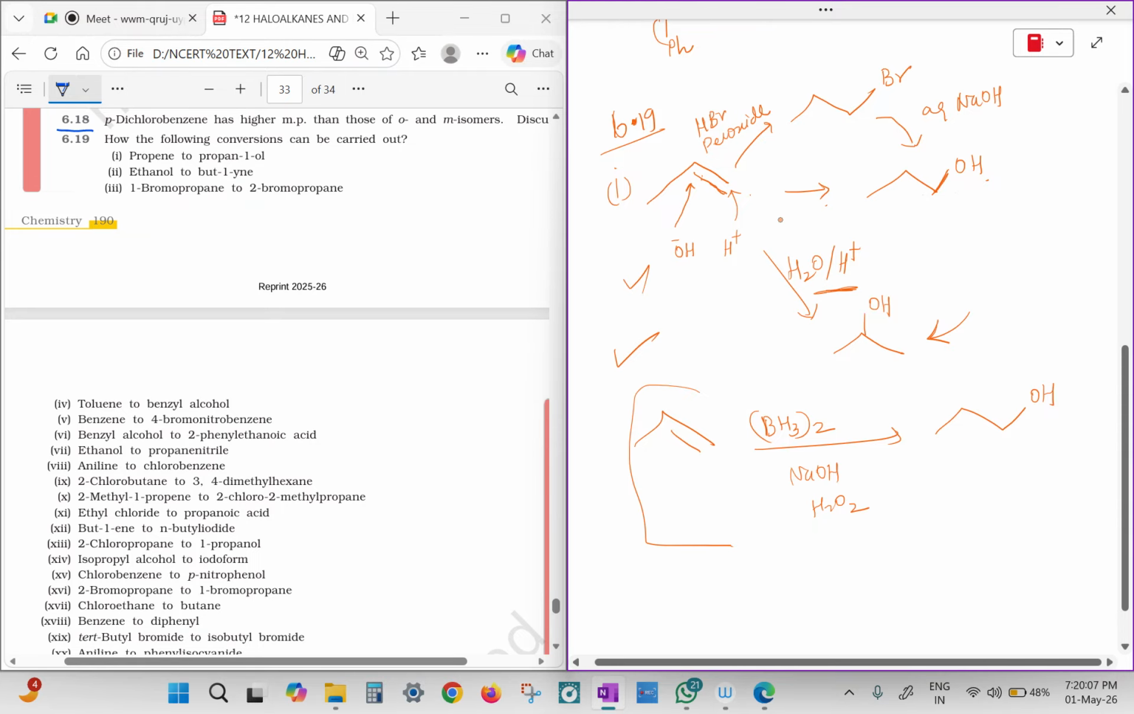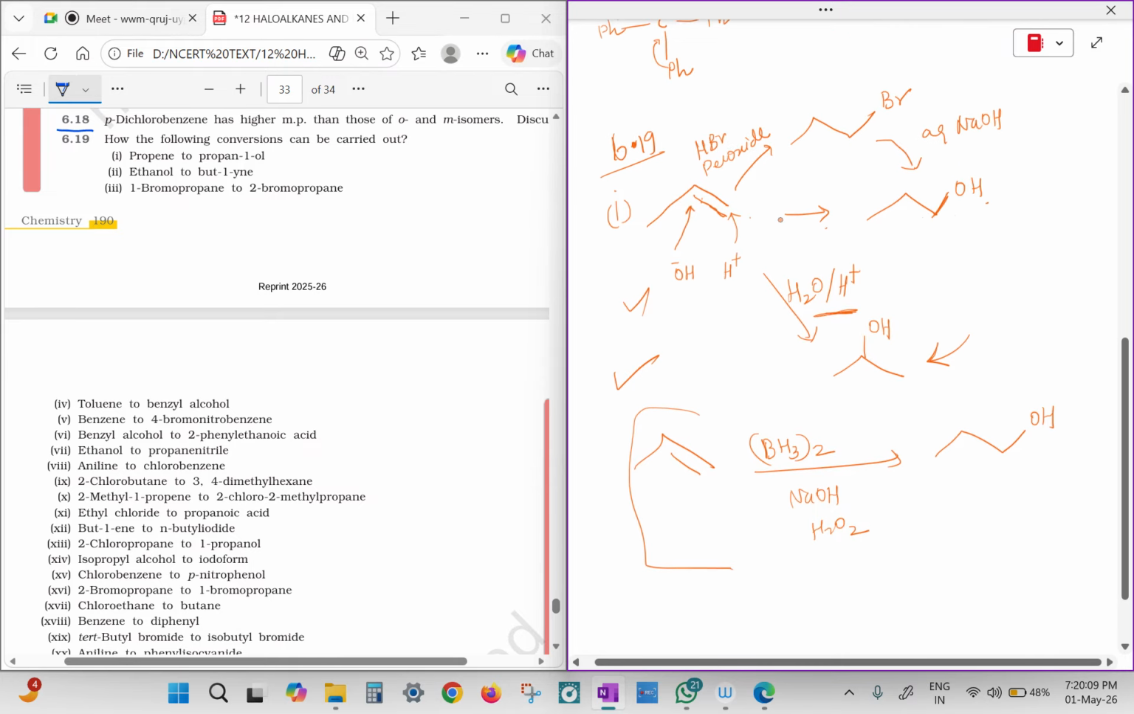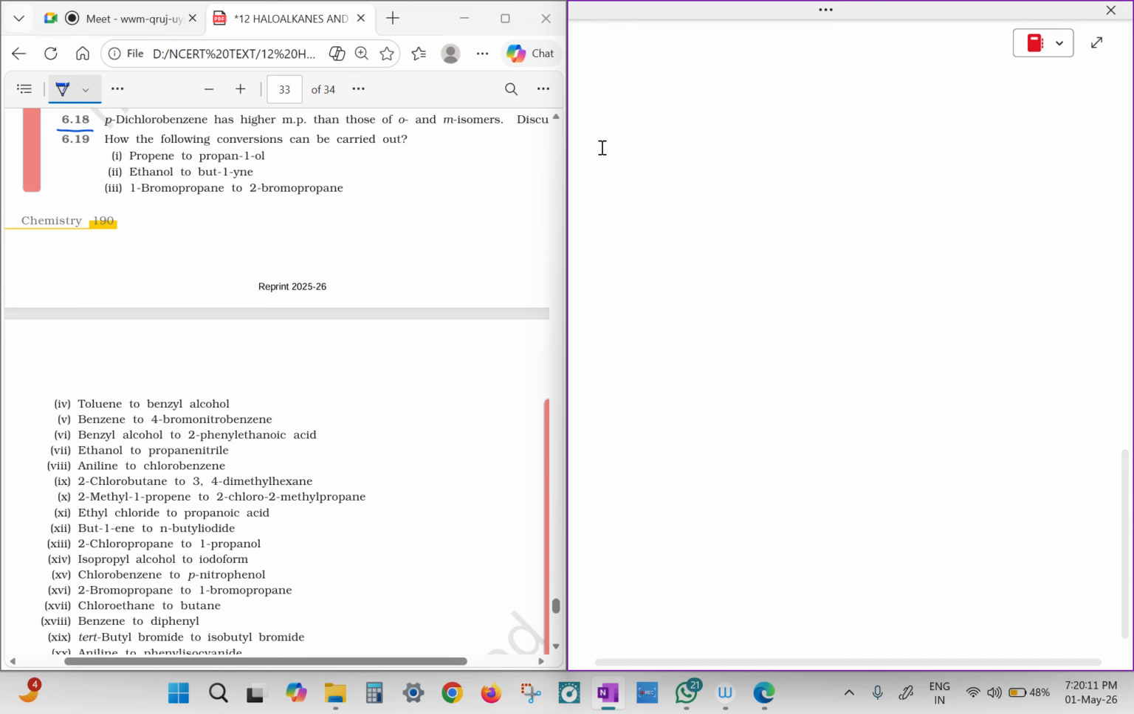Can I move to the next one? Yes, ma'am. Second one, do you recollect this from your class 11? It is ethanol, CH3CH2OH, but you want butyne, CH3CH2C triple bond CH. This is from class 11.